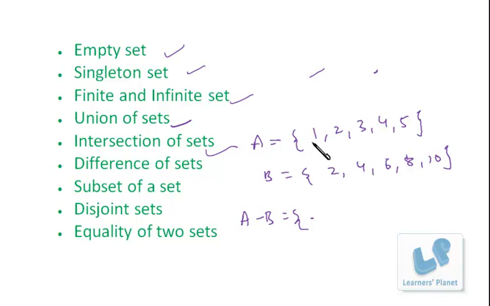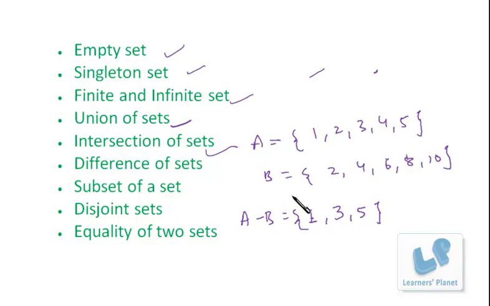So 1, 2, 3, 4, 5. 1, it's clear. 2 is in A but that is in B also, so we will not take that. Next is 3. 4 is there in B also, so it won't be taken. Then 5. So we have to take the elements which are there in the set A but not in the set B. So A minus B, that is the difference of A and B, will be 1, 3 and 5.